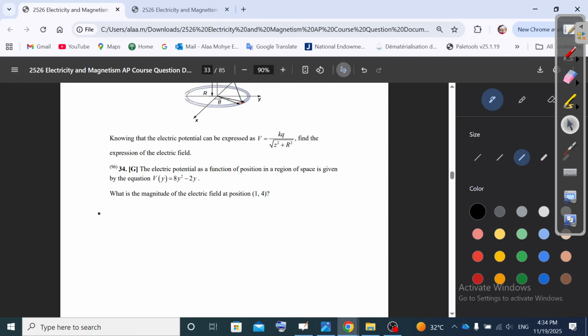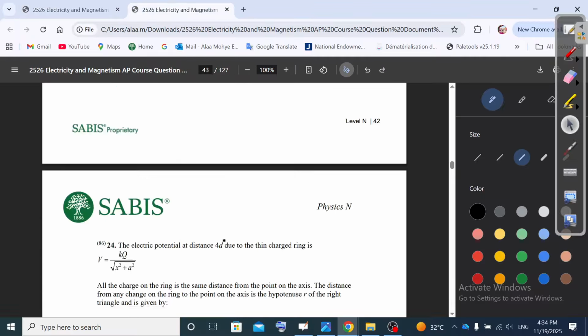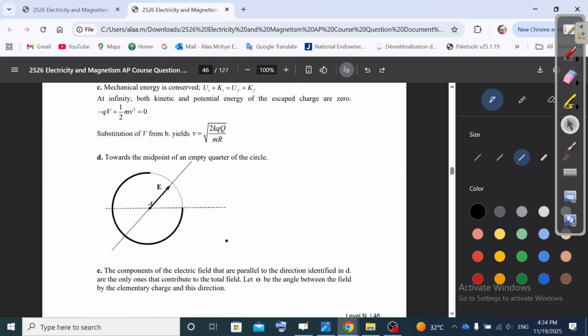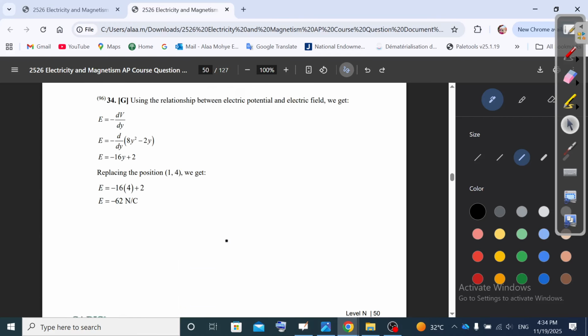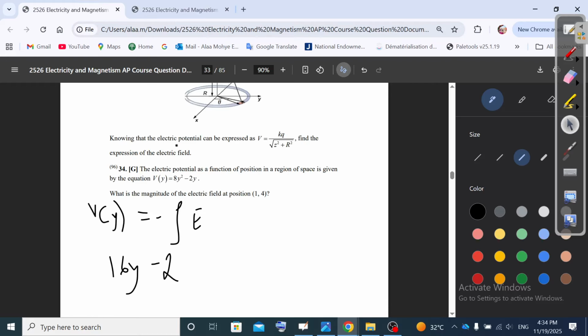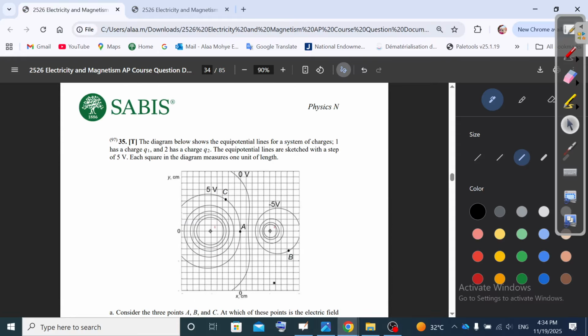As we said, they told you your V is that, and we know V is the minus integral of E. So if I differentiate V, I get E. So it's just a simple 16y minus 2, and they want to know its value at the point (1, 4), so you just substitute the 4 and get the answer. Obviously don't forget the negative sign, I forgot it.